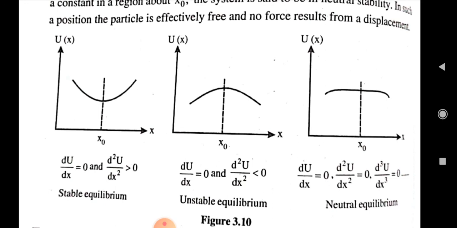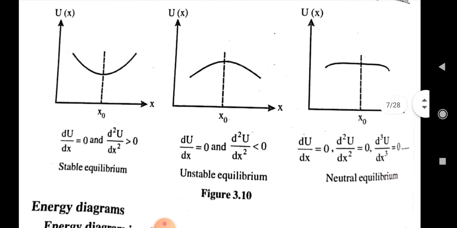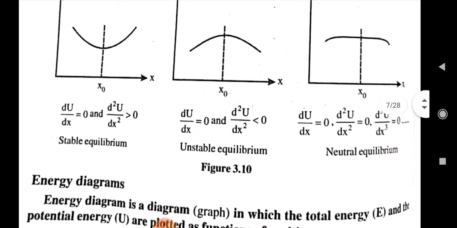And for neutral equilibrium, look at the figure. Here we have du by dx equal to 0. Again the second order derivative, the curvature, has no effect. That means it never decreases or increases. That means d square u by dx square is equal to 0. So for stable equilibrium the figure is like this, for unstable equilibrium it is like this, and for neutral equilibrium the figure is like this.